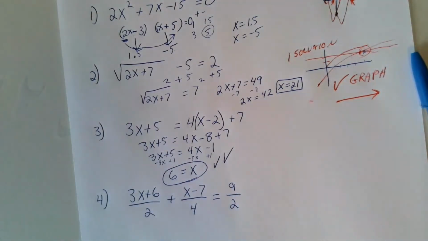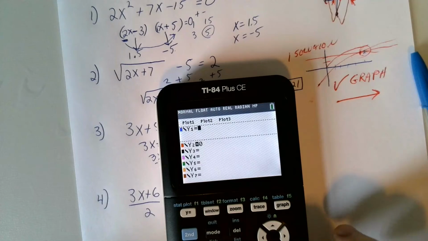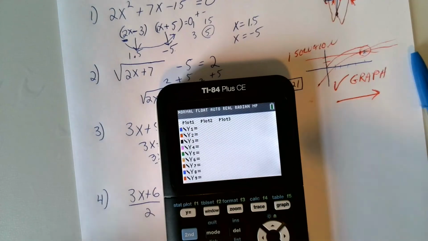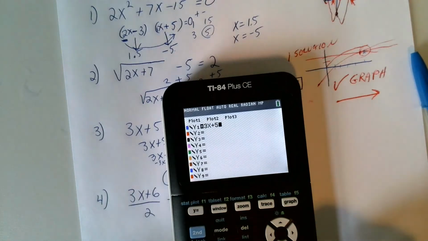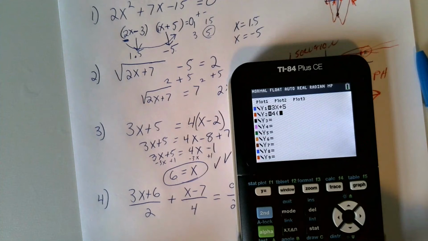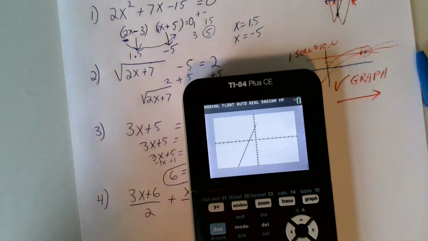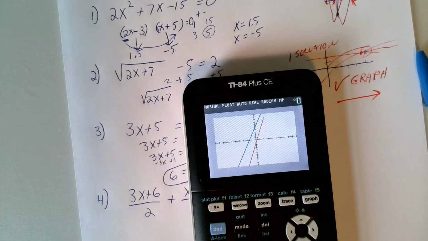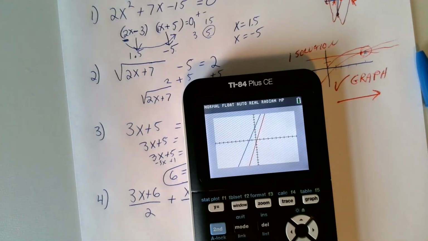Let me show you a quick little thing on your calculator too, so you can do this. I'm going to go to y equals, and I'm going to graph the left side in y1, 3x plus 5, and the right side in y2, 4 parentheses x minus 2, close parentheses, plus 7. Enter and graph. Yay! There's one line. There's the other line. And you can see that they're going to intersect someplace up there.